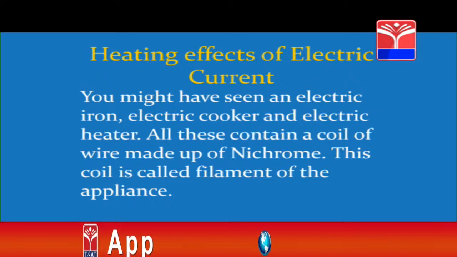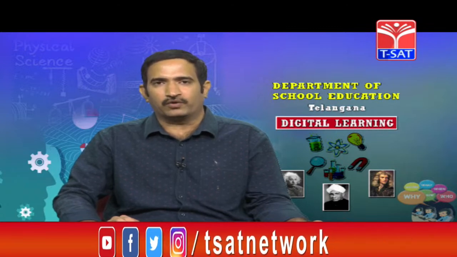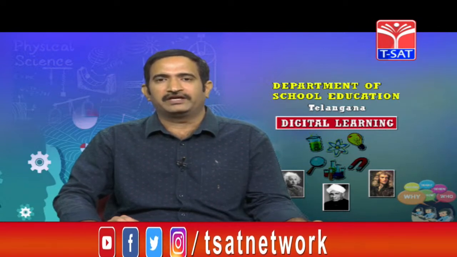Now, all these items contain a coil in them. What is this coil? It is made up of a metal called nichrome, which is an alloy of nickel and chromium. It can store heat for some time, and whenever electricity passes through it, the electric current converts to heat energy. Now, this coil is called the filament of the appliance.